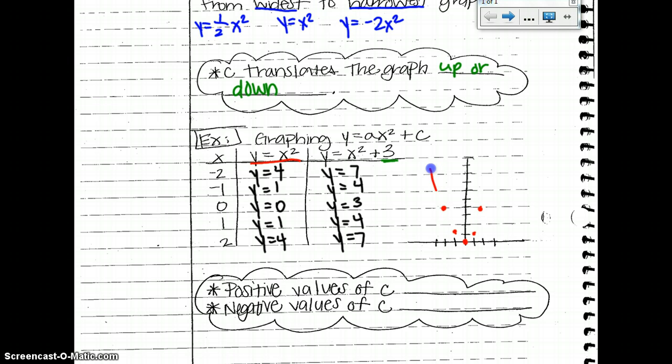Connect all those dots. Okay, now we're going to graph the second one, y equals x squared plus 3. So we have negative 2, 7, negative 1, 4, 0, 3, 1, 4, and 2, 7.